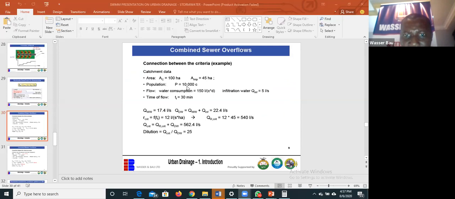So now, if you look at this, you see that we have gotten the wastewater flow. The wastewater flow is what now? 22.4. And then the intensity, based on your IDF curve, we find out that the intensity of rain in that area is about 12 liters per second per hectare. So we now multiply by the impervious area. It gave us 540 liters per second. So this value now is your stormwater, is for storm. Why this value is for your sewer? Take note.